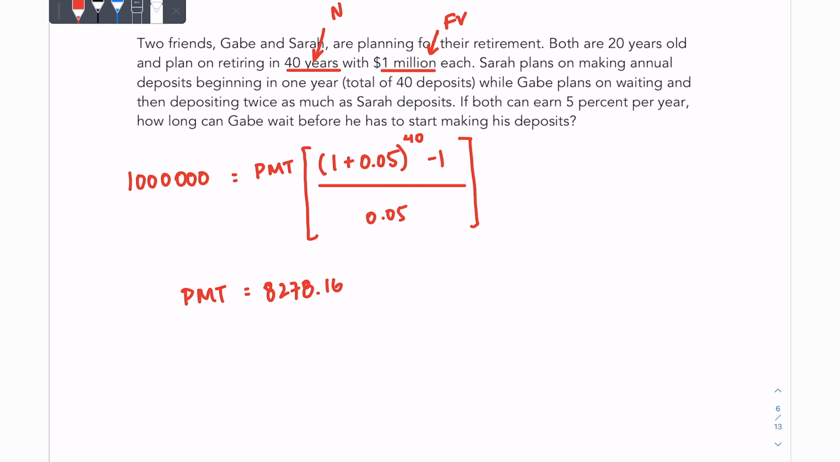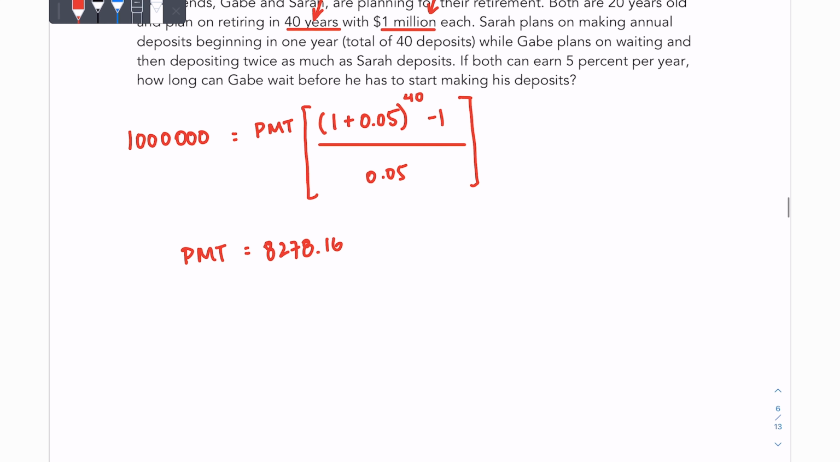Now that we know her payments, we know Gabe's payments, because the question says that he'll deposit twice as much. So if I multiply this answer by 2, his payments would be $16,556.32.